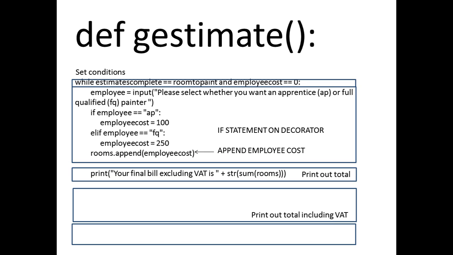Now, the total is the sum of that empty list converted into a string and added onto that statement there, the print statement. To work out the VAT, you simply do 1.2 times that previous sum, again, convert it into a string. And finally, you return back to start.